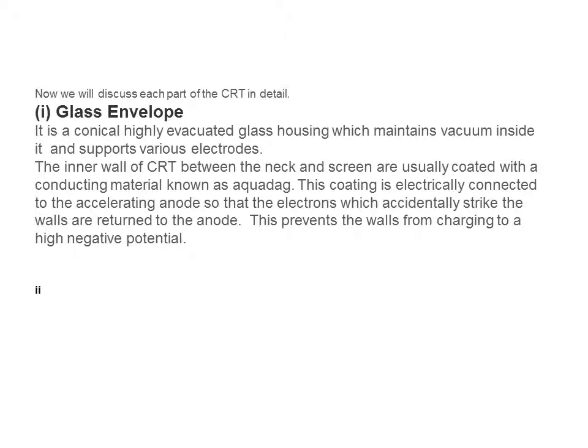Next we will discuss each part of the CRT in detail. First we will see the glass envelope. It is a conical, highly evacuated glass housing which maintains vacuum inside it and supports various electrodes. The inner wall of the CRT between the neck and screen is usually coated with a material known as aquadag. This aquadag we can see in the diagram. This coating is electrically connected to the accelerating anode so that electrons which accidentally strike the walls are returned to the anode, which prevents the wall from charging to a high negative potential.